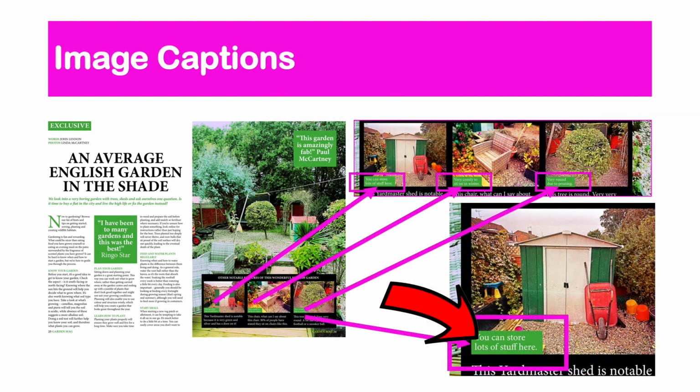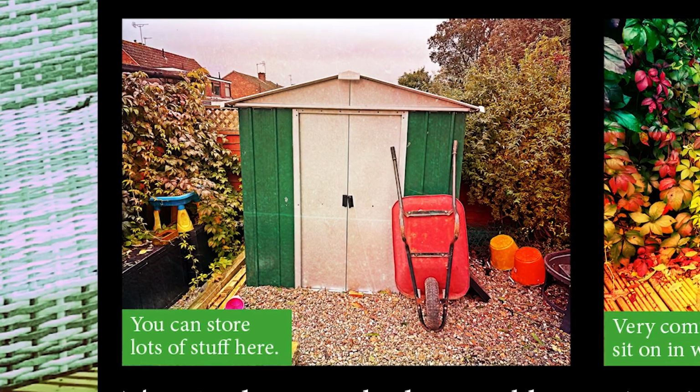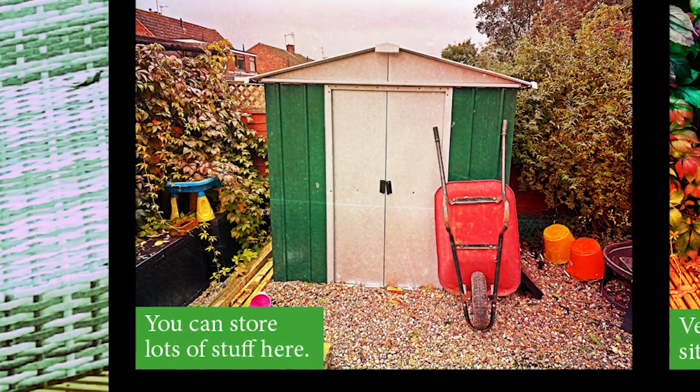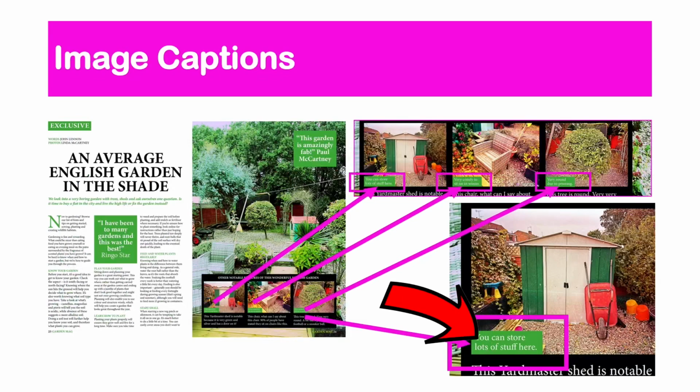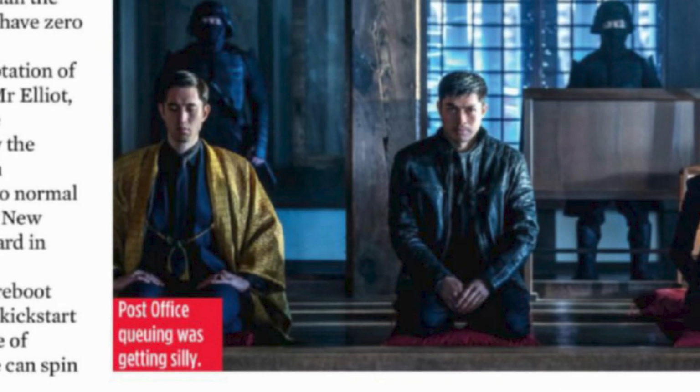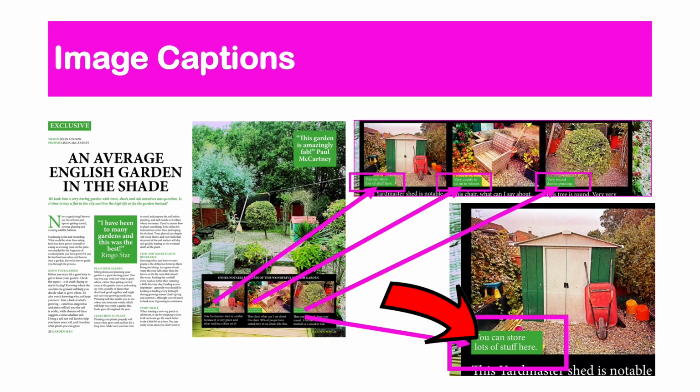Image captions are a way to complement the image that is being used in the article. A caption should describe an image and should ideally be placed immediately below the image. In magazines like Empire, they will often do little funny image captions to make you laugh, while in other magazines it's more informative. In terms of my example, where it says you can store lots of stuff here, that should guide the reader into thinking that this shed is quite big and you can store lots of items in there. So this is a technique called anchorage.